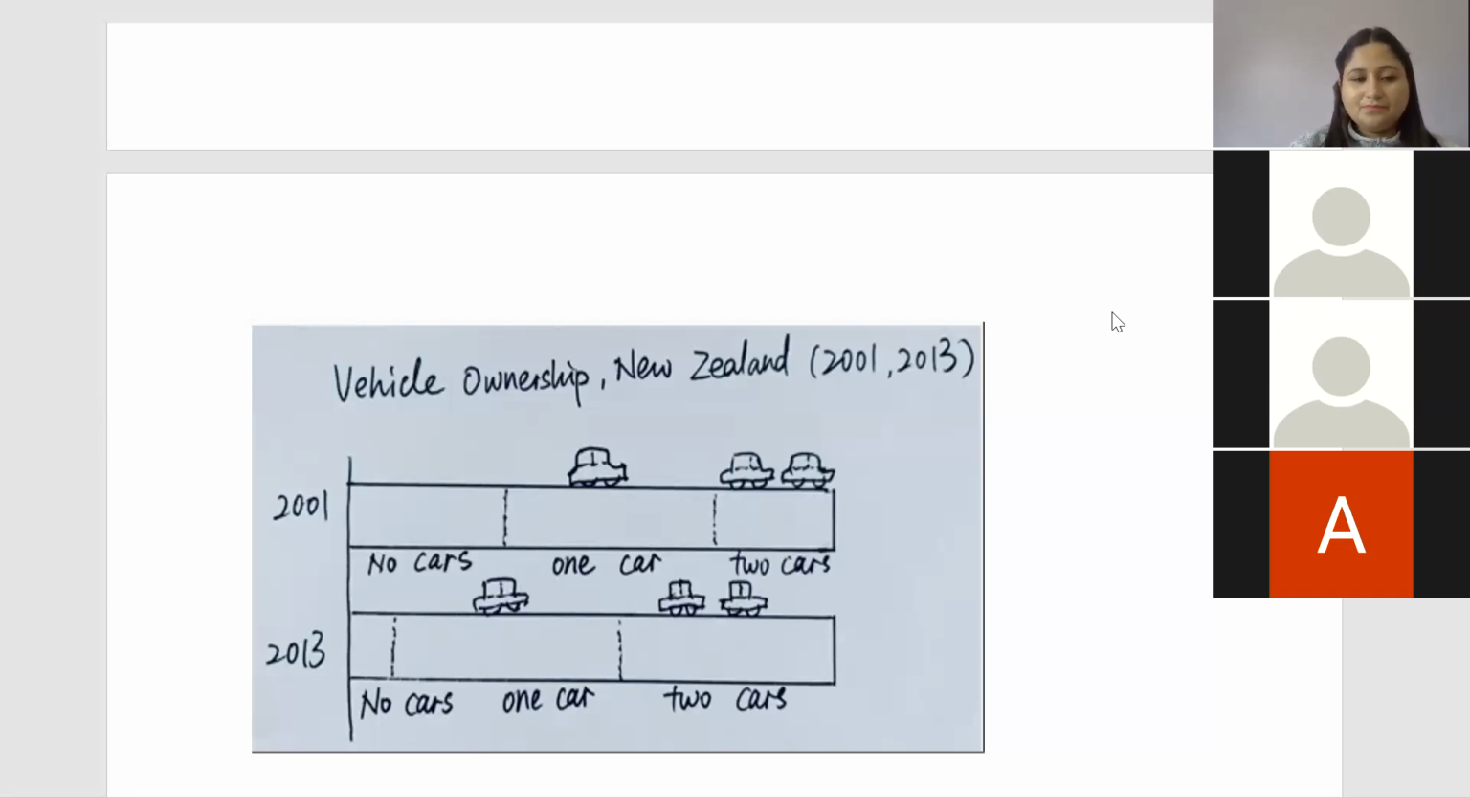There is an interesting image in front of me. Let me have a closer look at the given random picture. After having a closer look, I can see it is a bar graph which gives information about vehicle ownership in New Zealand in the years 2001 and 2013. In 2001, I can see one car is owned by most of the people, then no car is owned by other people, and two cars are owned by fewer people. And in 2013, most people own one car, two cars are owned by fewer people, and no car is owned by very few people. So overall, this picture is very informative and knowledgeable for me.